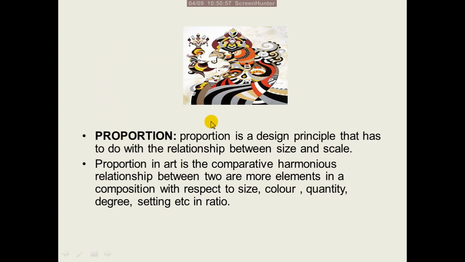Suppose in your human sketch, your head should not be much bigger than your whole body, and your hand should not be very short compared to the whole body. That means you have to adjust the proportion and arrange them proportionately. So proportion simply means size relationship between objects or shapes.